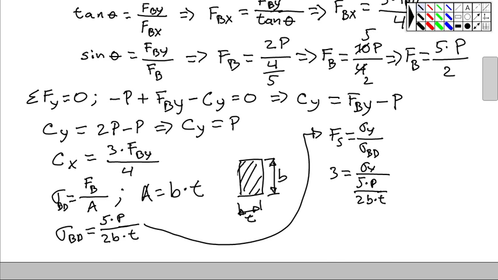Then we find that the thickness of the member BD is equal to 6 times P over 5 times B times sigma y. Then we have the solution for the part A.